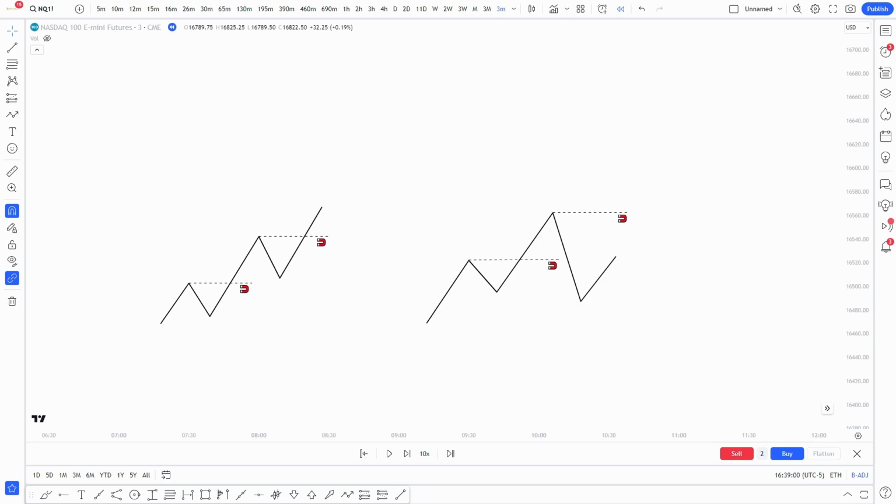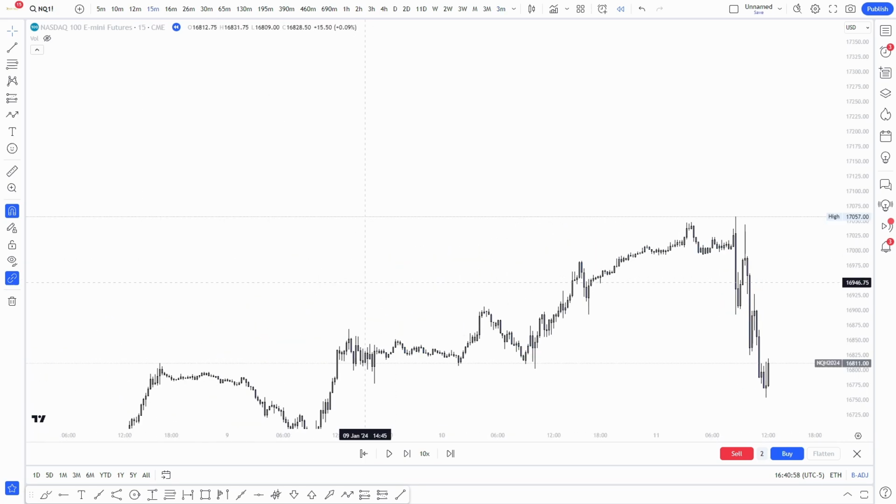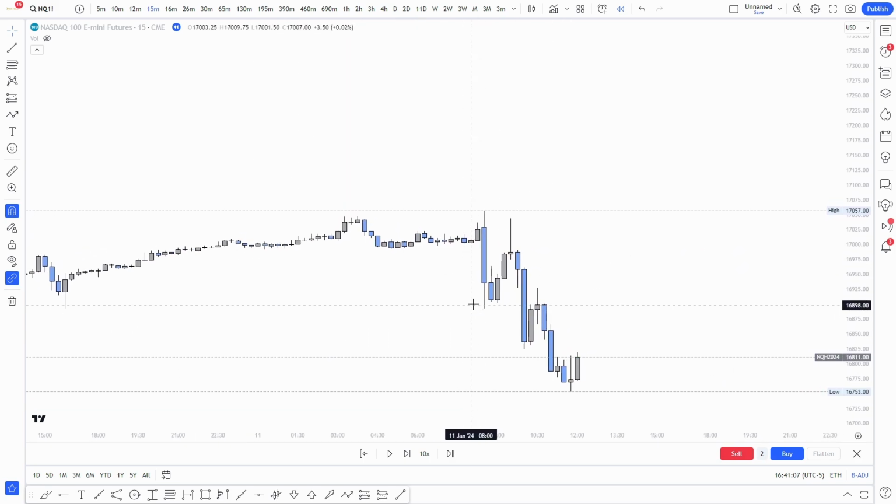Now let's dive into a couple of examples here. First and foremost, what do you notice here? Notice market structure. Trend is currently up on the higher time frame. For the intraday levels, trend is currently trending down. Notice how we have a series of lower highs and lower lows. We have never broken market structure a single time to the upside.